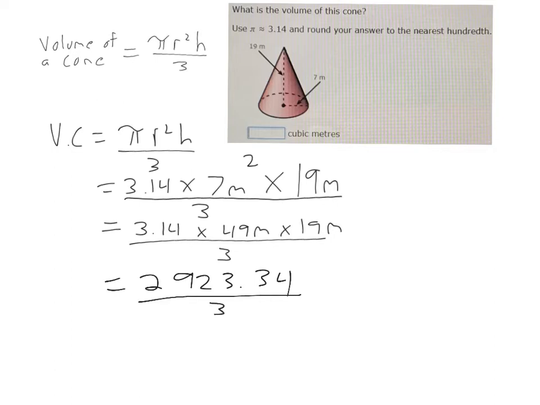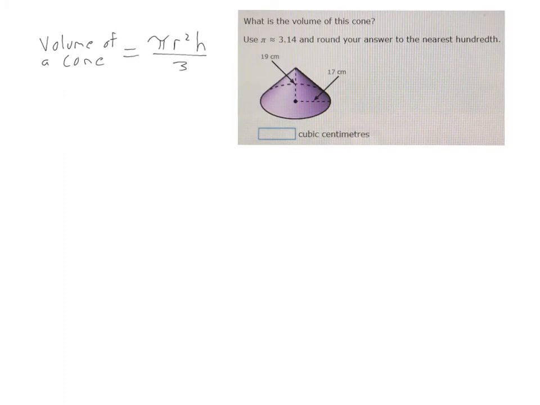So now I'm going to see what that is divided by 3. My calculator comes out to be 974.446. So because the digit in the thousandths place is the 6, I'm going to round that last 4 up to a 5. So the volume of our cone is 974.45 meters cubed.